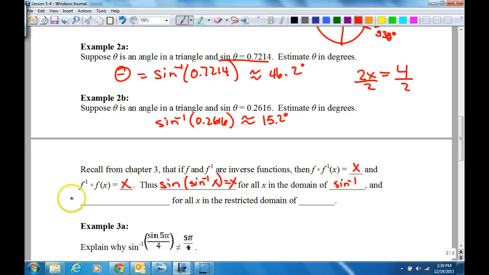And I could reverse that. I could have the inverse first, for all x in the restricted domain of sine of x. And what's the restricted domain? The restricted domain is always in that right half, from negative pi over 2 to positive pi over 2.